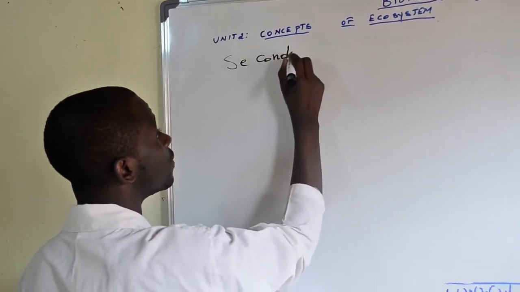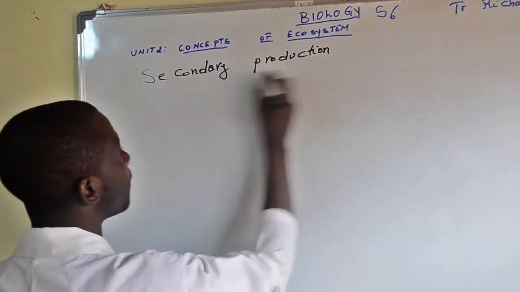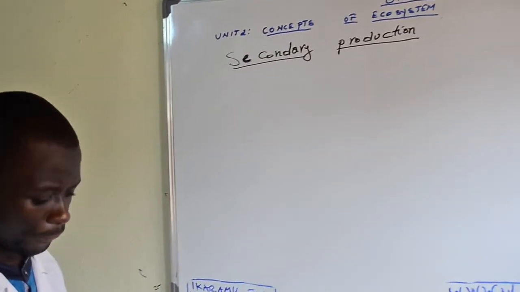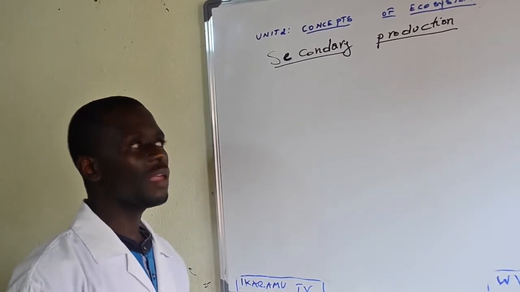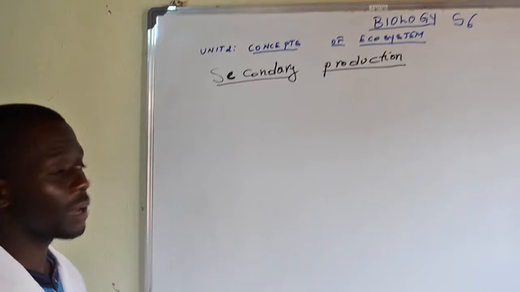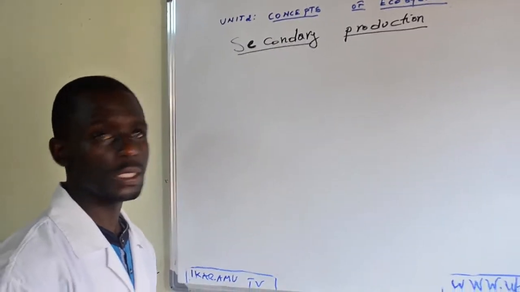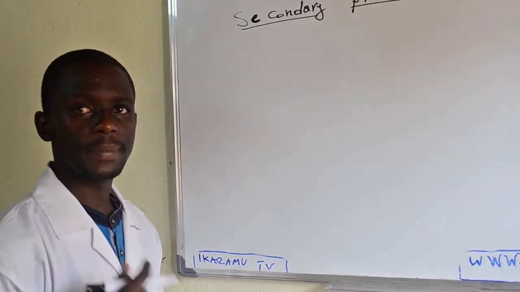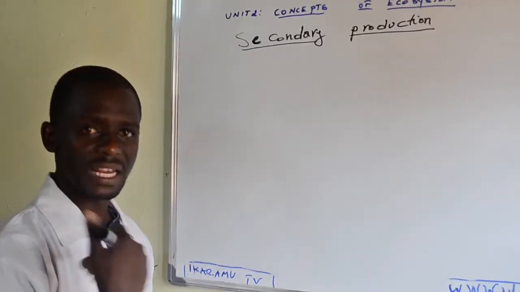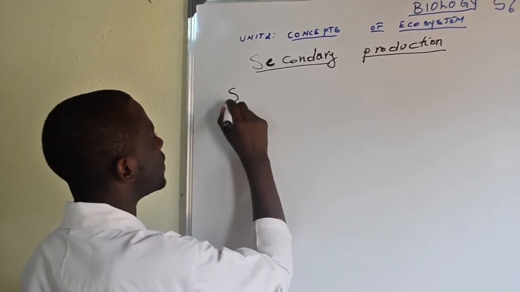Secondary production. What is secondary production? If you missed what the primary production was last time, you can go back and search the video about the primary production. If we saw what the primary production was, we can relate and see what the secondary production is. The secondary production is the amount of energy that will be available or that will be transformed into the biomass of the consumer.